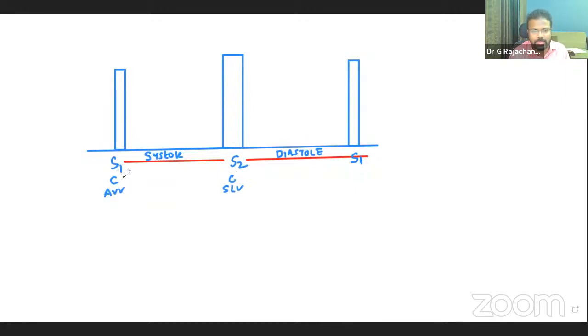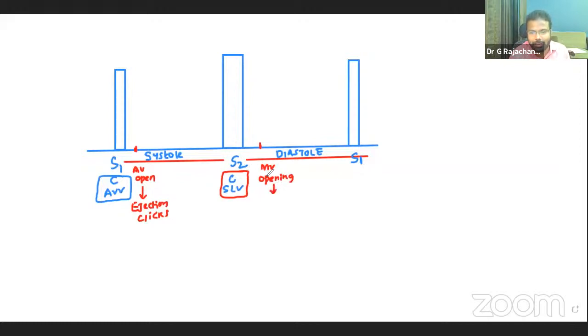Now see this, when there is a closure of atrioventricular valves, something has to open. At this point, the aortic valve opens. When the aortic valve opens, it is at this place we get the ejection click. Remember, S2 is actually the closure of semilunar valves. The closure of semilunar valves will be followed by mitral valve opening.